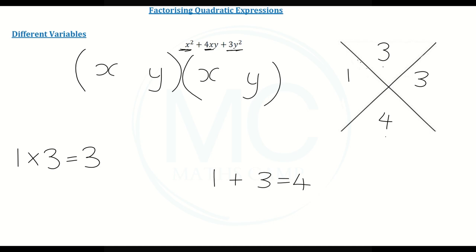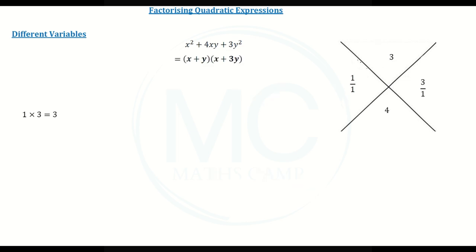The first term's coefficient is 1, so we can say 1 over 1 and 3 over 1. The denominator of the fraction becomes the coefficient of the first term. So we're going to have 1x, which is simply x, and 1x over here. The numerator is the coefficient of the second term in each bracket. So we're going to have 1 in the first bracket. So this becomes x plus 1y, which is simply x plus y. On this side, we have positive 3. So we're going to have x plus 3y. And we have now factorized this expression.